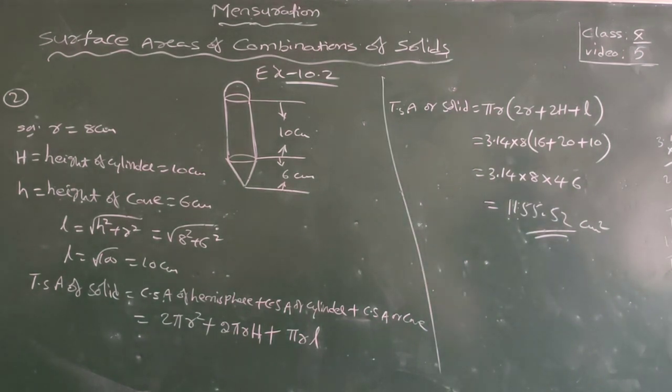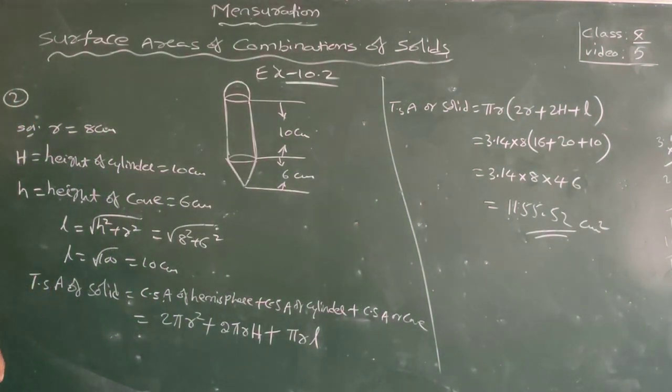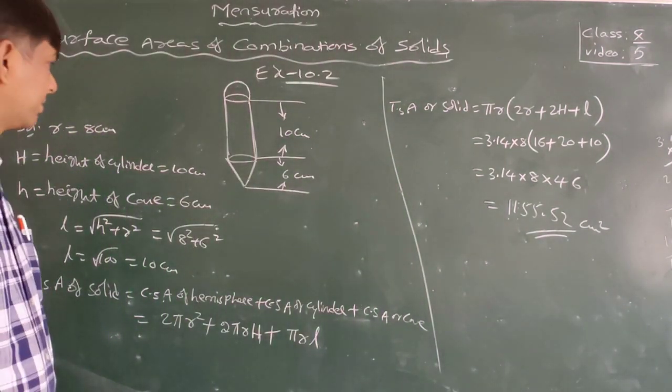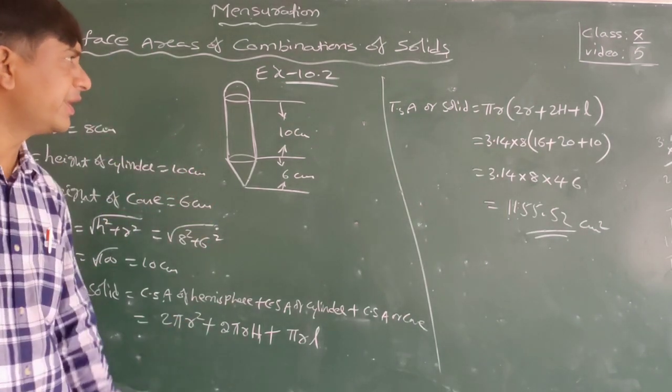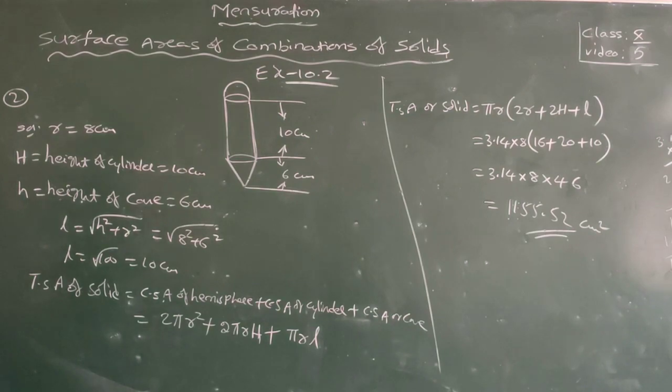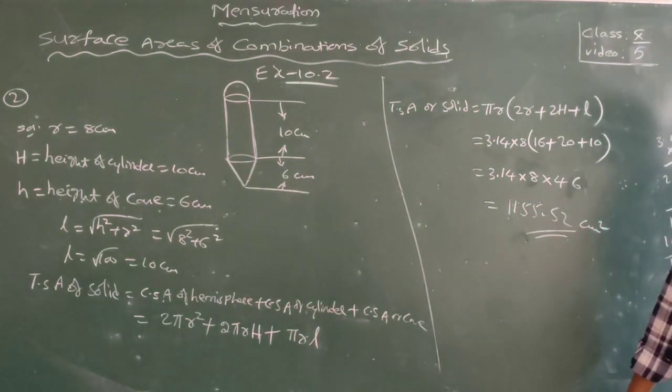Okay, height of the cylinder and height of the cone are separate, and the pi r l formula is used. Directly, like this combination, please find out the calculations. A few more applications based on the combinations of solids we'll discuss in the next class.